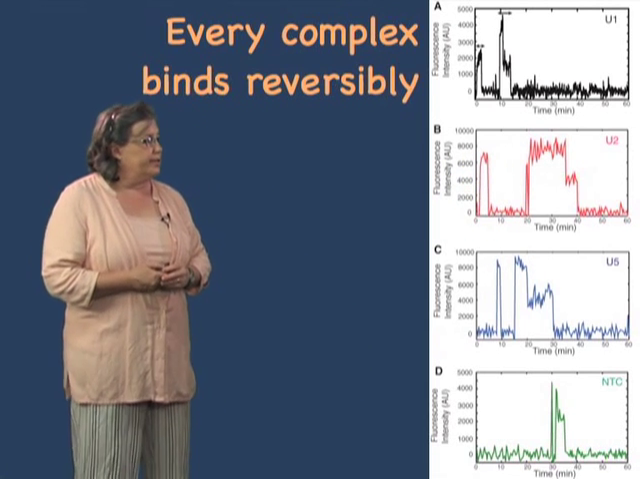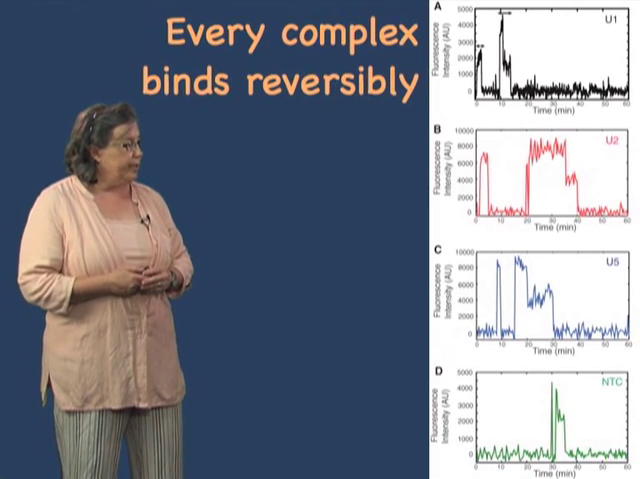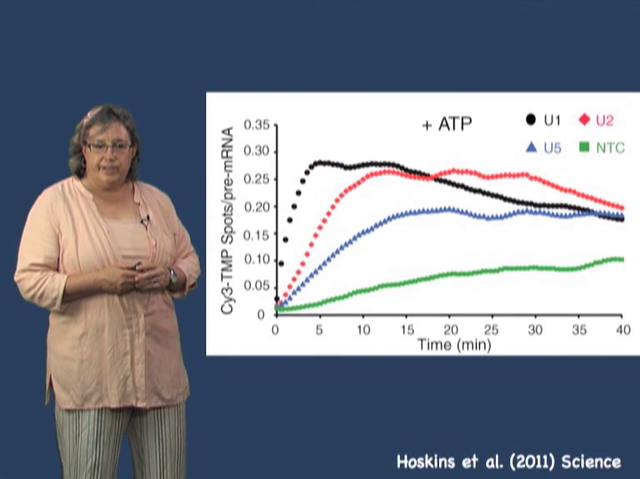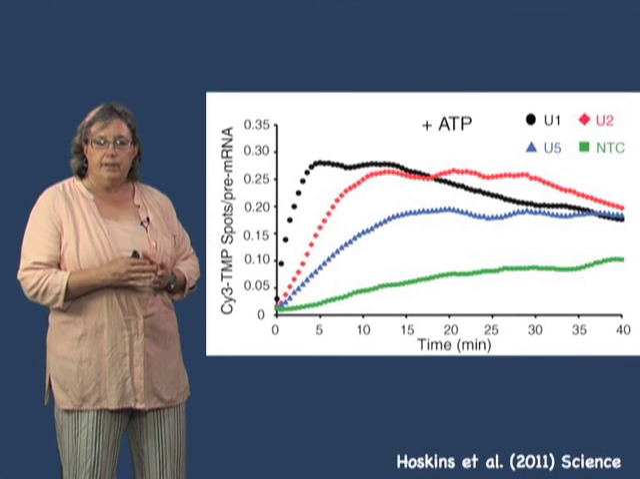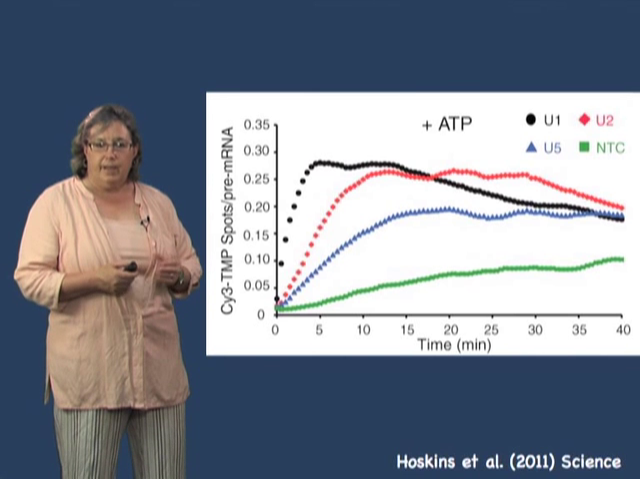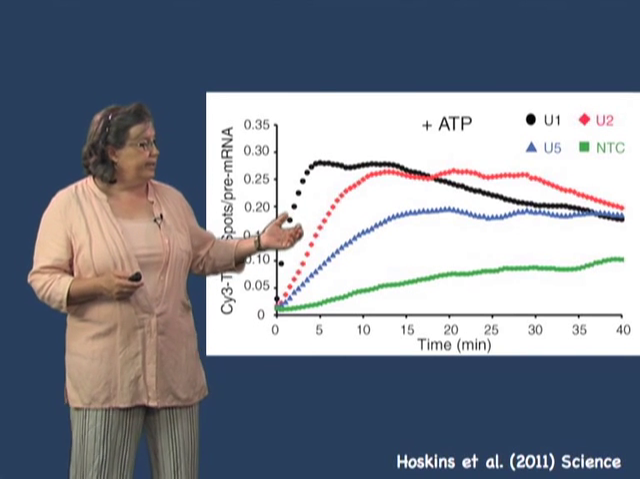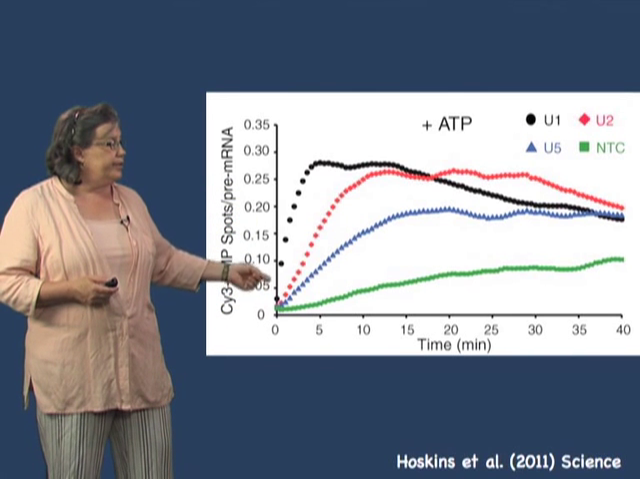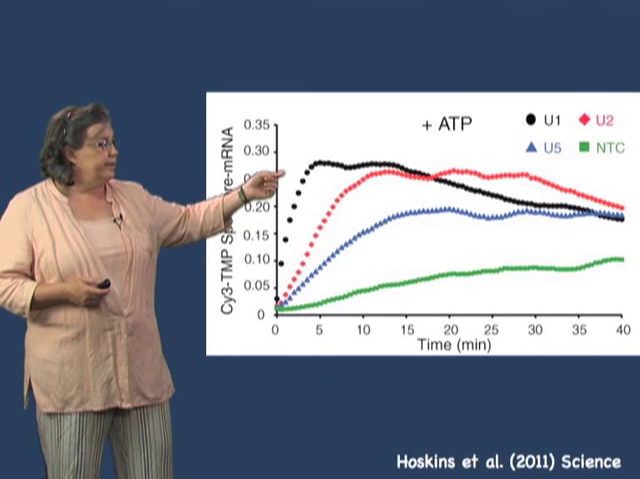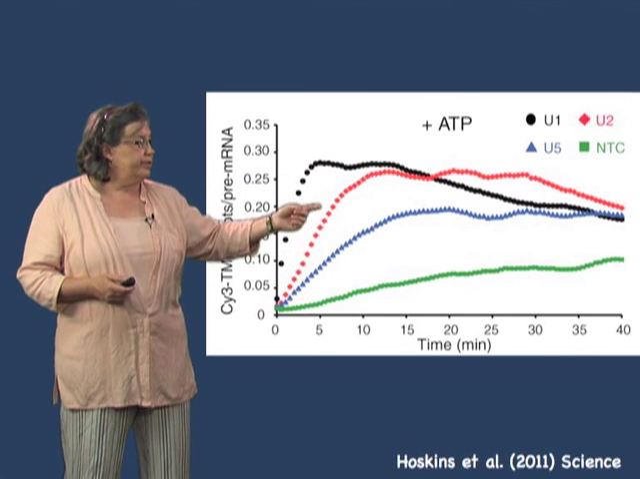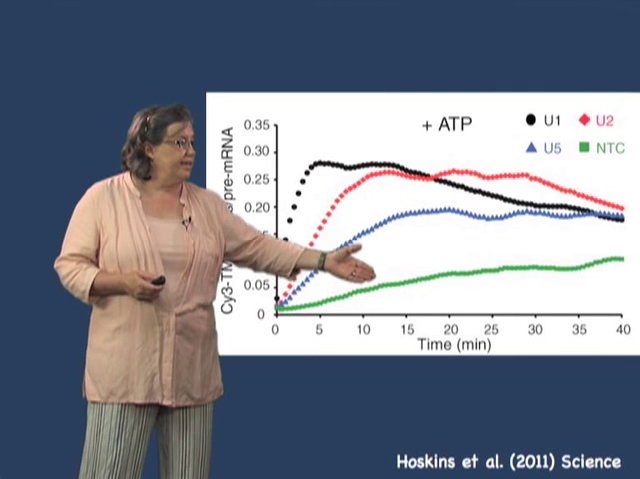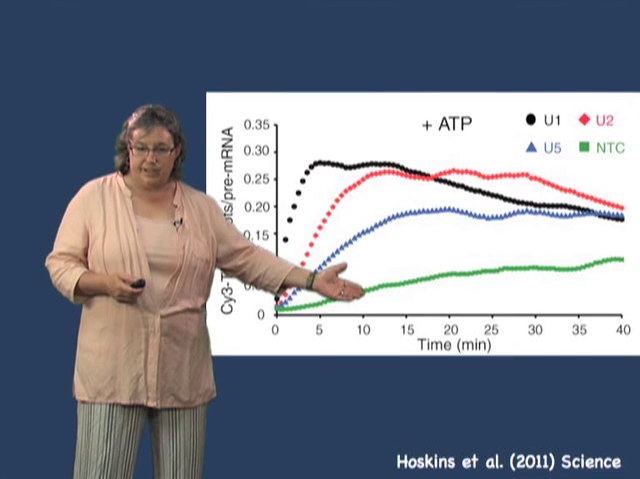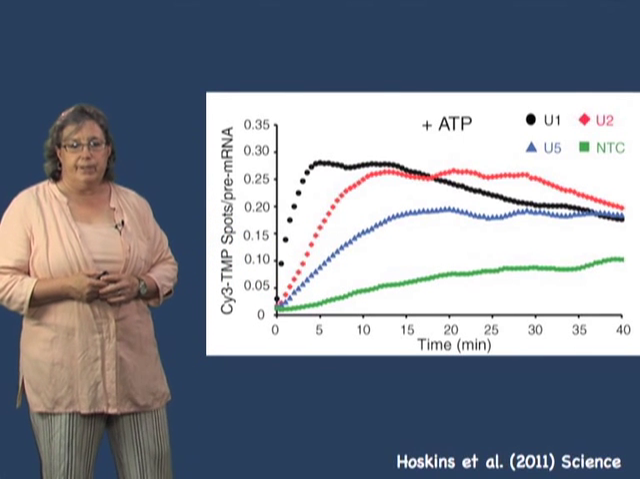Okay, so again, this is another one of the controls that you need to do when you're doing single molecule experiments. Thinking back to those movies, if we count up the total number of spots in each frame and just plot that number here, this would be the number of dyes per pre-mRNA molecule. You can see now in the presence of ATP, U1 builds up first, then U2, then U5, and then the NTC after that. So this gives us an apparent ordered process for spliceosome assembly.